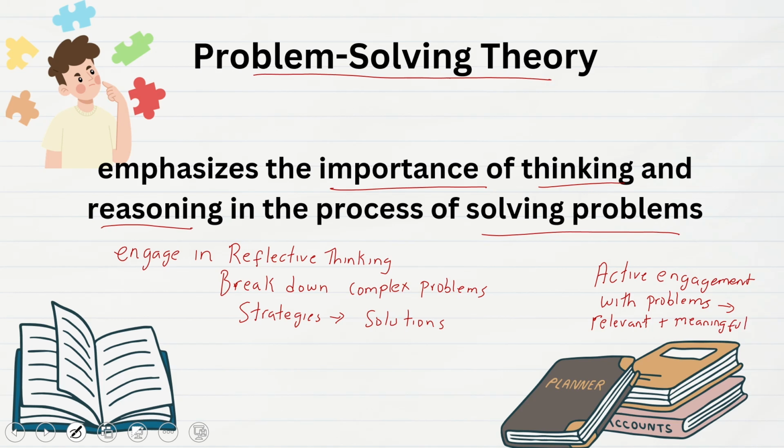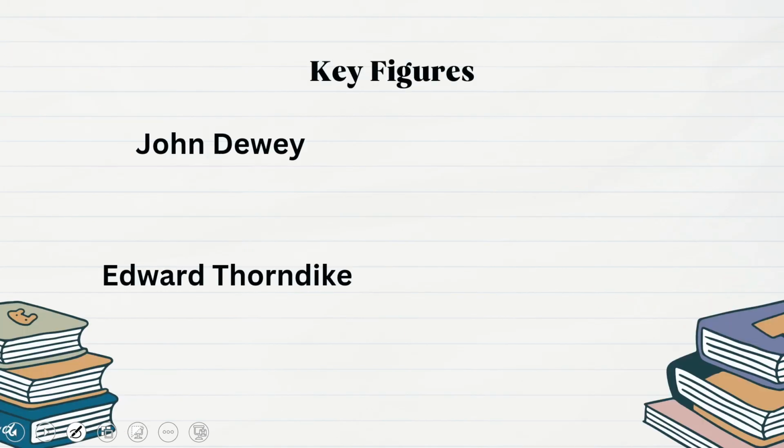Now let's take a look at certain key figures who are involved in the development of the problem solving theory. So we have John Dewey and Edward Thorndike. Now John Dewey, we see, is an American philosopher and educator, and he emphasized the importance of reflective thinking in the learning process.